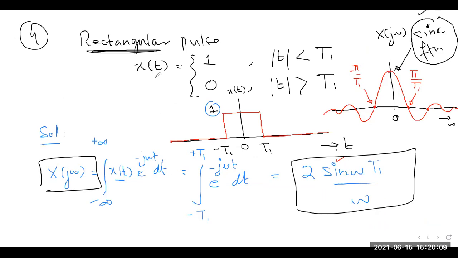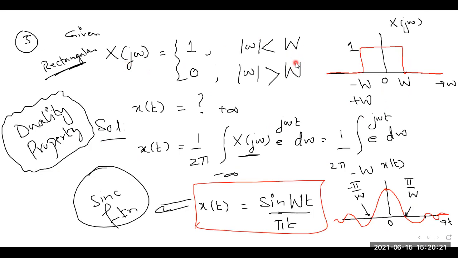जब टाइम डोमेन में if we have a rectangular pulse in time domain, its Fourier transform is kind of a sinc function, and when we have a Fourier transform that look like a rectangular function, when we find the inverse Fourier transform, we get a time domain signal which is having a sinc function behavior.